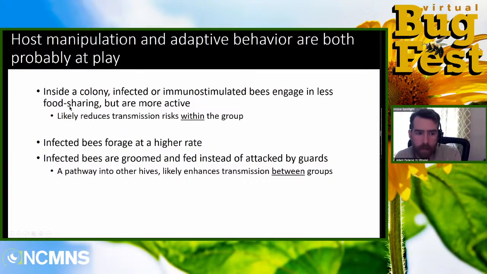So, in summary, inside of a colony, when bees have their immune system turned on, no matter what it's from, they do things that we think reduce transmission within their group, within their family. However, when bees are infected with some systems, they can forage at a higher rate. But then if they go into other colonies, they're let in, groomed, and treated very nicely rather than being attacked.